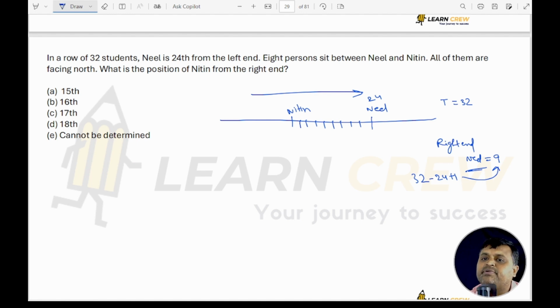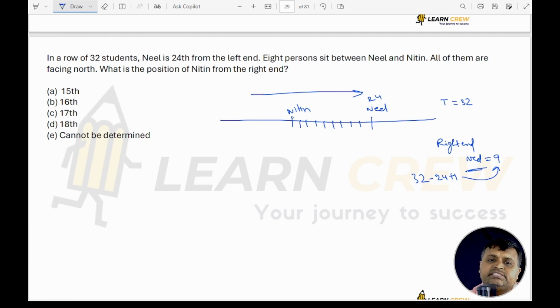8 persons sit between Neil and Nitin. Here Nitin cannot be on this side, because the total is 32 and he is 24th. There are 8 persons sitting in between, which means Nitin will not be in these 32 persons if he is placed here. That's the reason Nitin must come on this side.